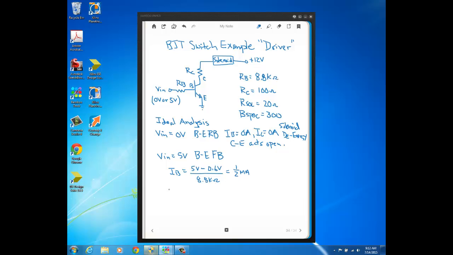Okay, now to get the collector current, we would just do a KVL equation and solve for IC. Since there's a base current, there's going to be a collector current flowing just like this. That's the path for collector current.